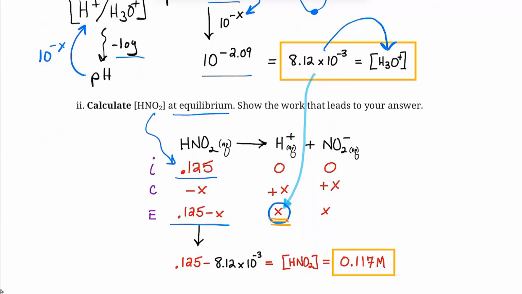And where did this X come from? Well, it came from how much the initial concentration dissociated into H pluses or H3O pluses. So we know that value. So we know X. So we know plus X. And guess what? Because it's a 1-to-1, we know the same thing as the minus X. So this X is the same X all the way through, right?